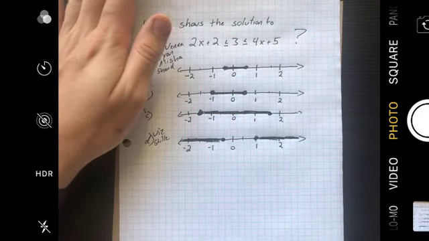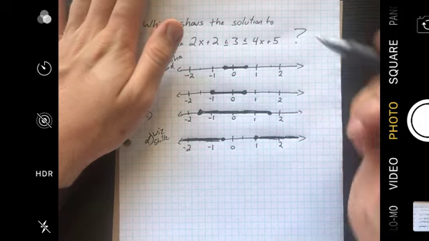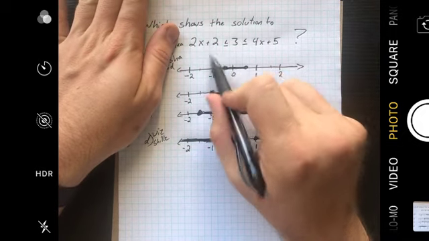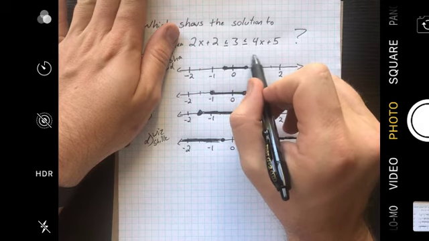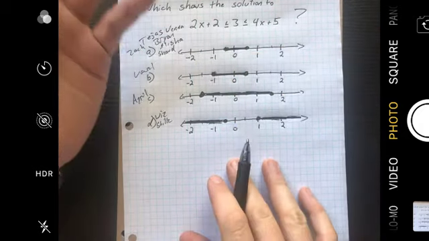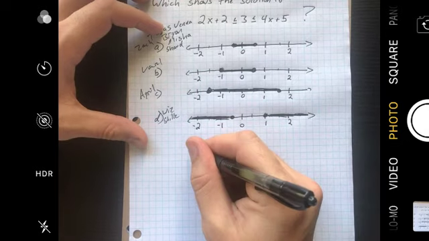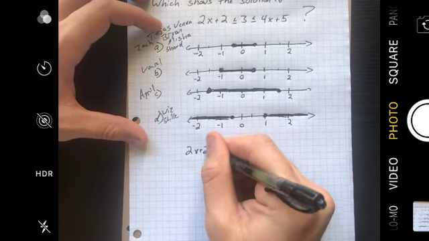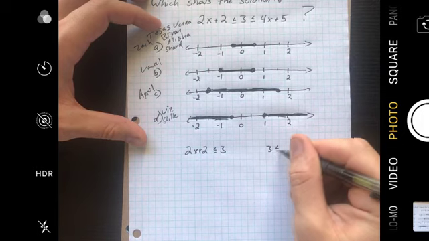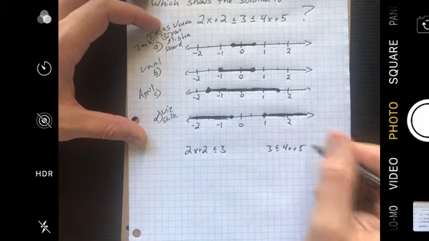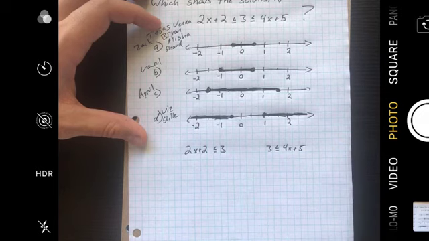Oh, hold on a second. Like a soda burp. 2x plus 2 needs to be less than or equal to 3, and 4x plus 5 needs to be greater than or equal to 3. So we could just write it like this. Cool. And we can just solve both of these inequalities.